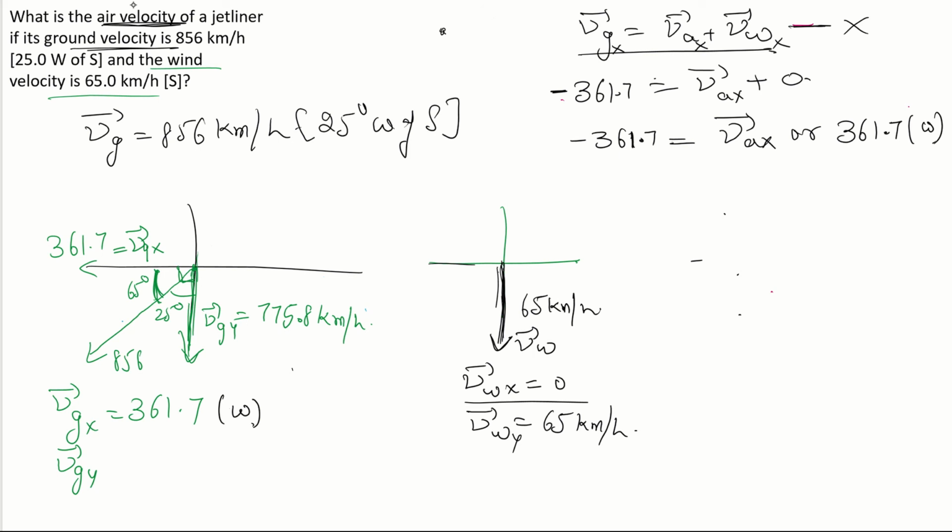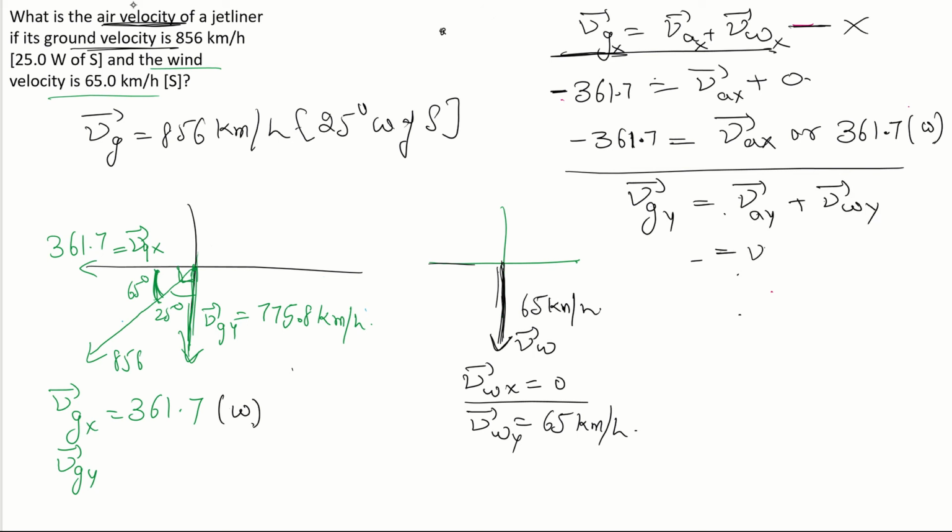Then let's apply the same equation in the y direction. So Vgy equals Vay plus Vwy. Air velocity in the y direction will be Vay. This will be plus negative 65 because this is in the negative direction, and this is negative 775.8. Why? Because this was in the south direction and this one was also in the south direction. So the directions are really important in this case, so don't miss out the directions, otherwise you'll end up making a mistake in the question.